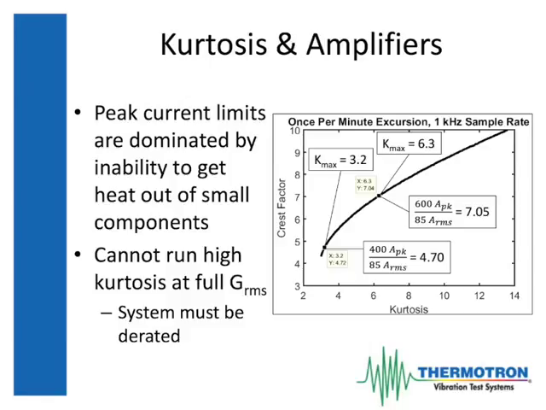The peak current limits of most electronics are dominated by the inability to get heat out of very small components. In the case of an inverter stack, the small component that you're usually worried about is switching transistors, because at this point, I think everyone's using Class D switching amplifiers to power shakers. I'm going to use the numbers for Thermotron because I know them, but these will be very typical of the industry. Thermotron's standard inverter has an 85 amp RMS rating. The switching transistors inside it are rated to withstand repeatedly 400 amp peaks for 1 millisecond.